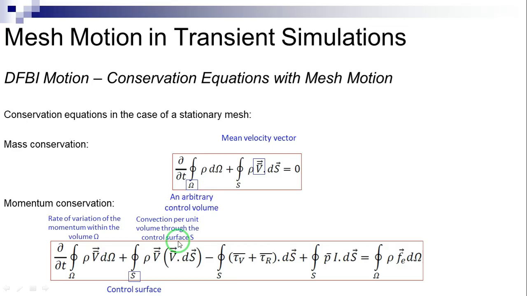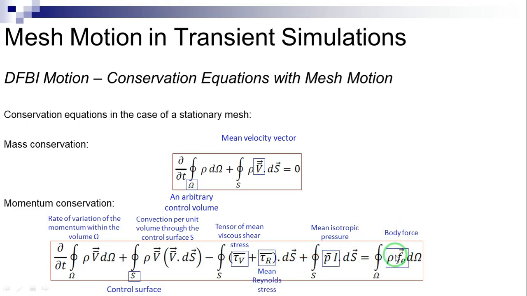This term here represents the mean isotropic pressure component. Tau V here is the tensor of mean viscous shear stress, and tau R is the tensor of mean Reynolds stress. And finally, this term here indicates the body force.